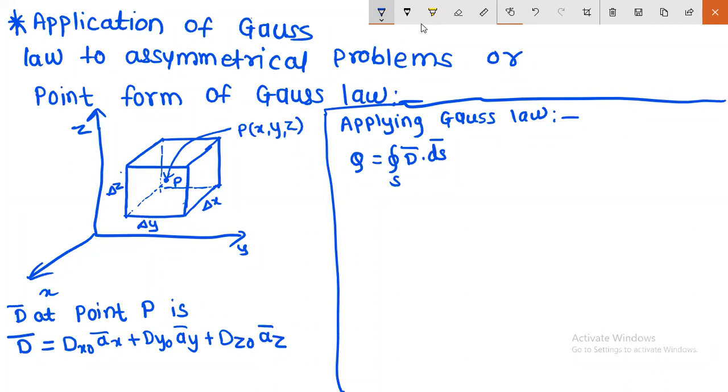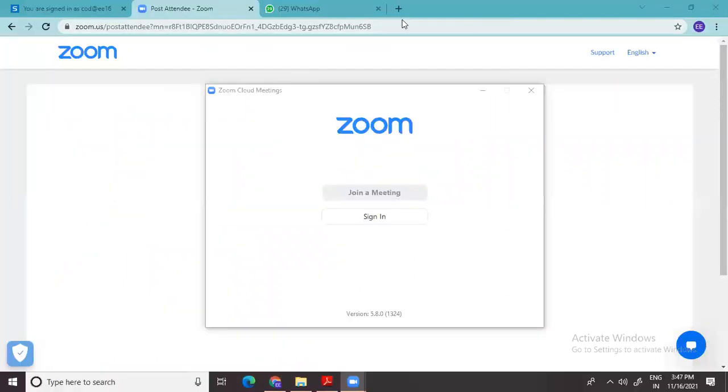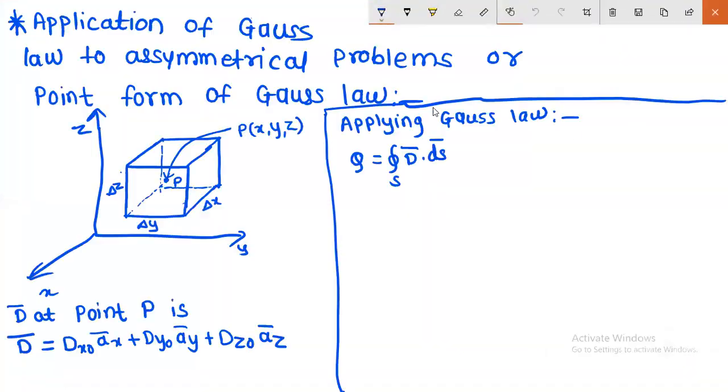Can anyone tell me how many sides are there for this rectangle? How many sides are there for the rectangle? Anyone? Only 32 students are present. Out of them, I am one, so only 31. So anyone? How many sides does a rectangle have? Is anyone present in the lecture?